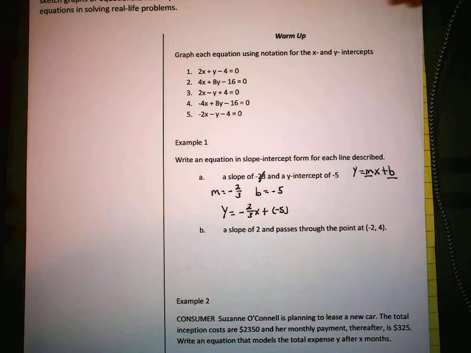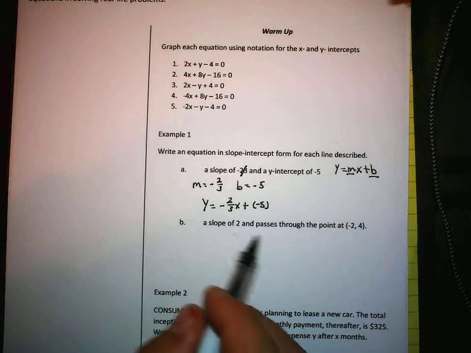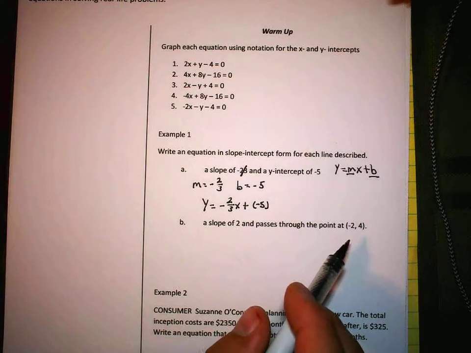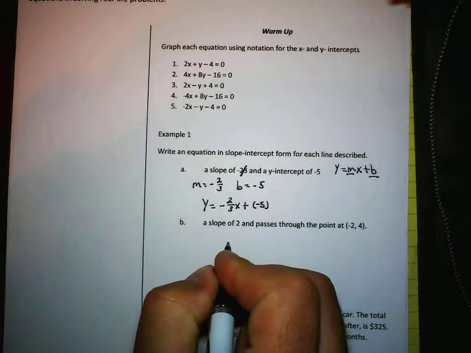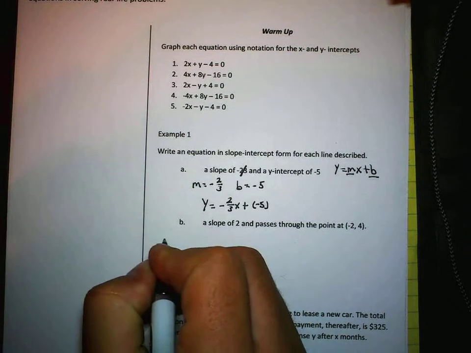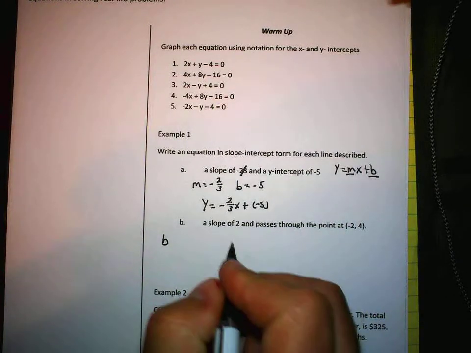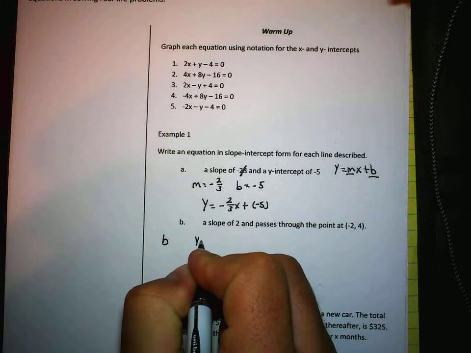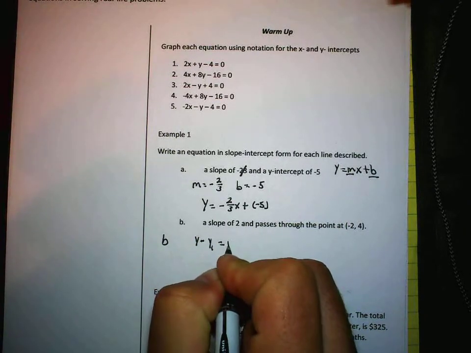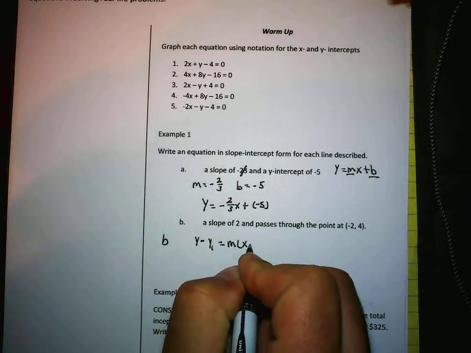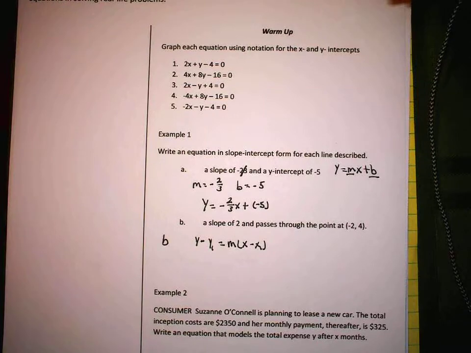Alright. B, we have a slope of 2 and it passes through a point of negative 2, 4. So we have two different equations we can use to solve this. The first we could solve for just b. The other, we could say y minus y1 equals m, open parentheses, x minus x1. I like to get things done all at once, so I'm going to use this second equation right here.